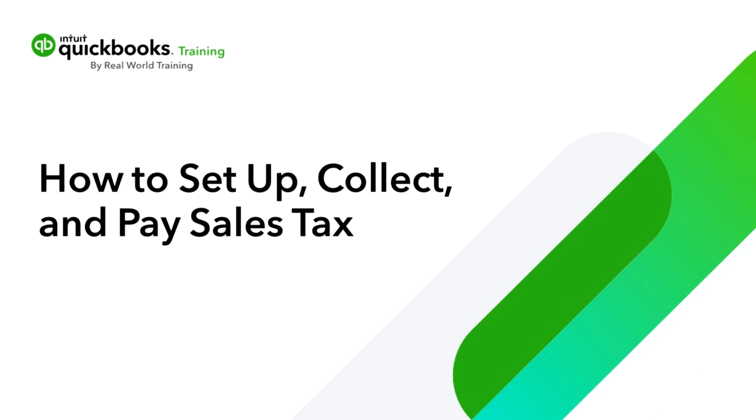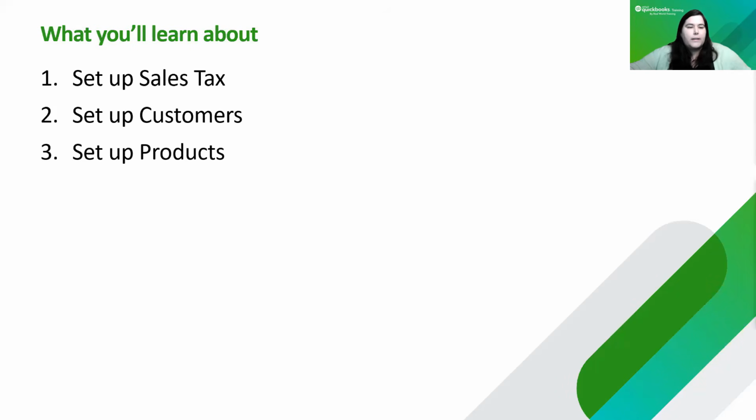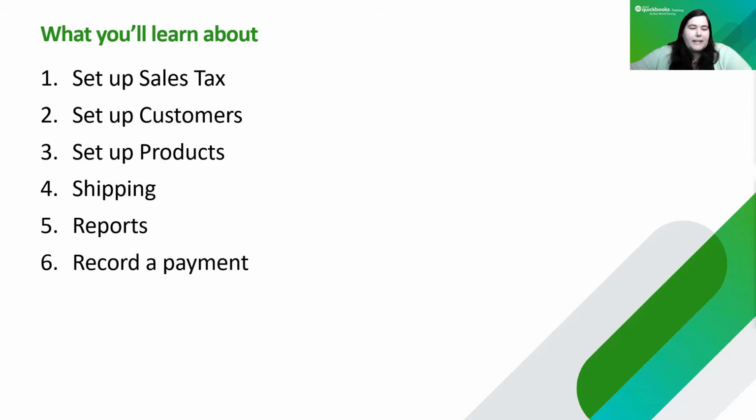And I just want to go through what we're going to learn. So we'll start off with talking about how to set up sales tax, how to turn it on, how to get it started. Then we will set up customers, set up products. We'll talk about turning on shipping. We're going to run a couple reports, including a brand new sales tax report. And then finally, we will actually record a payment.